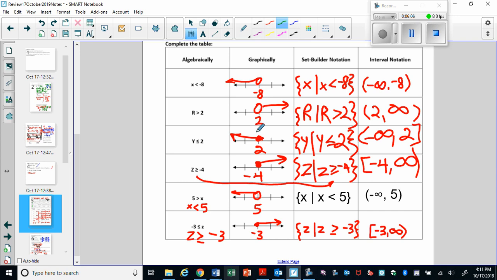Number 3 is somewhat like number 1, but now we have a less than or equal to sign. So you still have negative infinity on the left side of your interval notation, but your right side has a bracket.